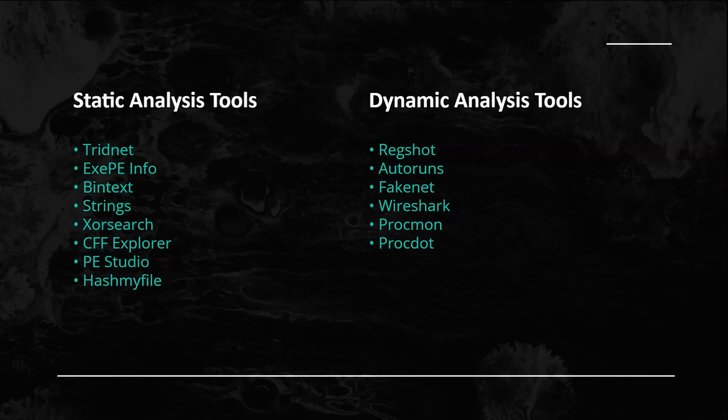Now let's jump into the dynamic analysis tools. Regshot, a registry snapshot tool that allows you to take two snapshots of the registry, compare them, and detect the changes. Autoruns displays all programs configured to run during system boot up or login. It is useful for identifying persistence mechanisms that malware might use to maintain a foothold on a system.